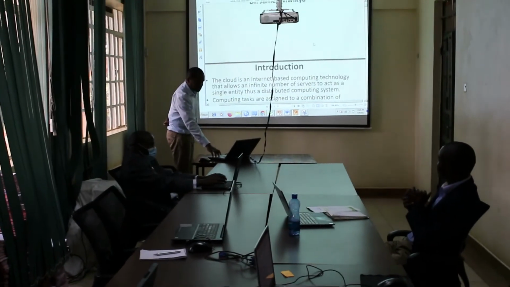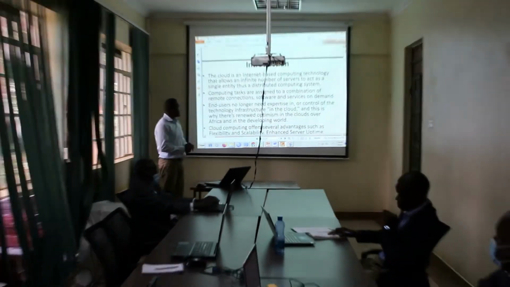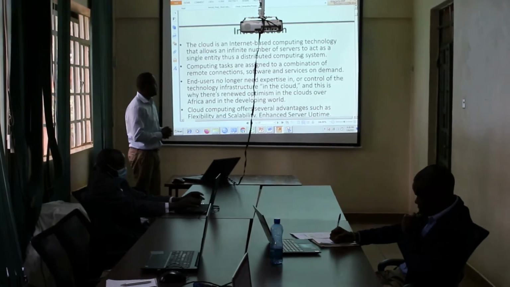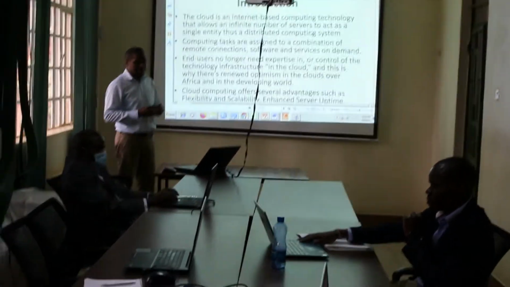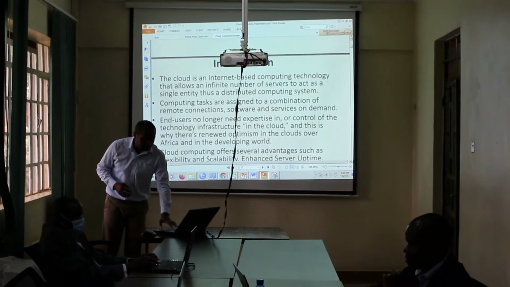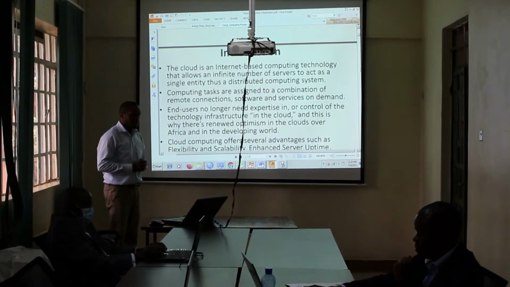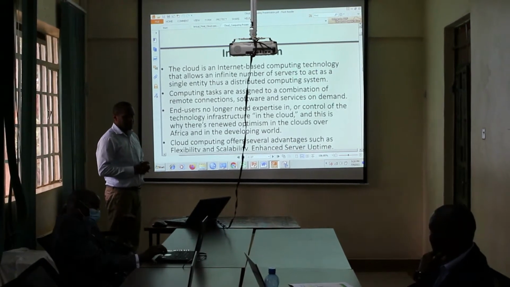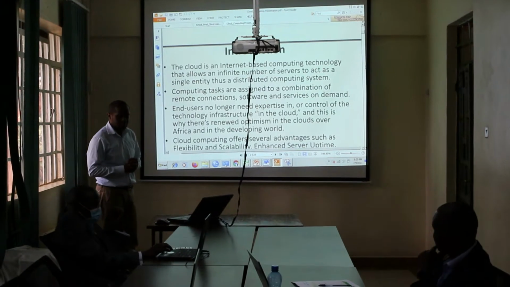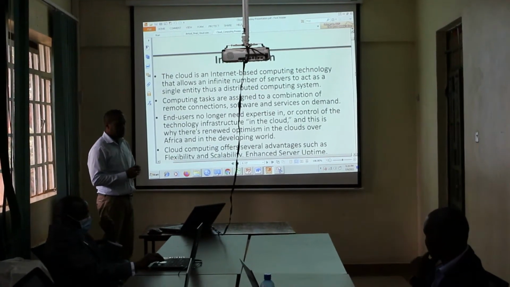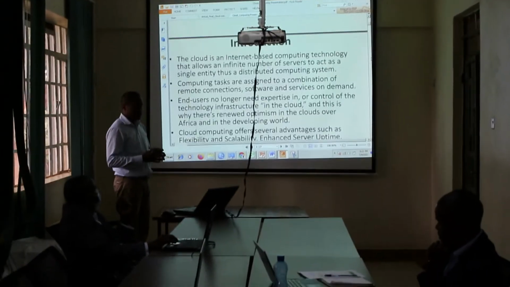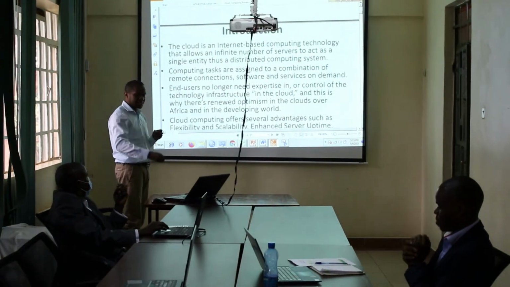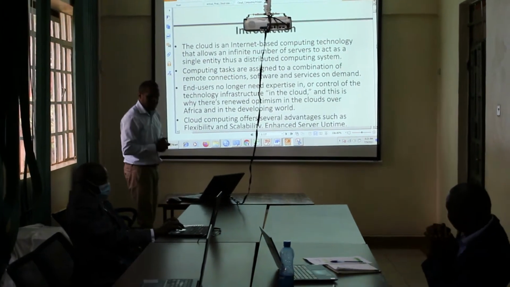Therefore, for starting, we can say that the cloud is an internet-based computing technology, right, that allows an infinite number of servers to act as a single entity. Thus, it can be called a distributed computing system, right? Computing tasks are assigned to a combination of remote connections, software, and services on demand. That means that we can connect differently from different remote areas and distribute services. And services, we can call them like functions, right? So you can access a particular function, while another client can also access a different service at the same time.